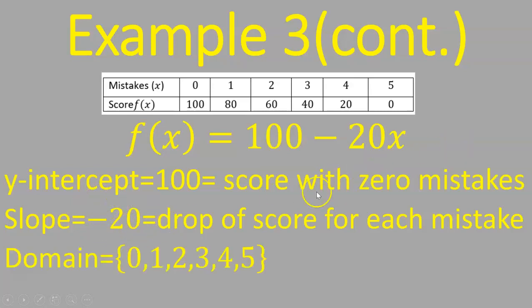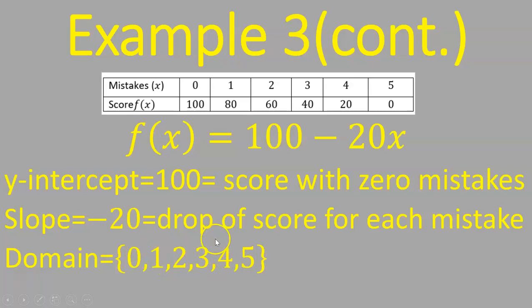Okay. Now your domain, notice this time it's not like the others. The others we said 0 is less than or equal to x, which is less than or equal to 5. But here you can't make a half a mistake. Okay, that doesn't make sense. So we have a discrete situation. This is more like an arithmetic sequence here, where you can only use discrete values. You can't go in between them. So your domain, every possible independent variable here is 0, 1, 2, 3, 4, 5.